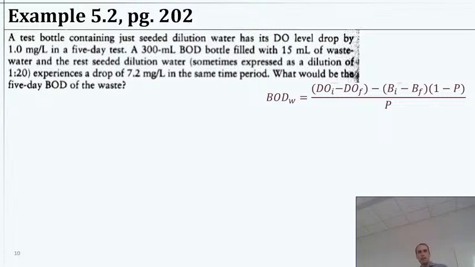Separately, a 300 milliliter bottle is filled with 15 milliliters of wastewater and the rest seeded dilution water. That would be a 1:20 ratio, so P is 1 over 20. That one experiences a drop of 7.2 milligrams per liter in the same period. What would be the 5-day BOD for the waste? I'll give you a couple minutes on that one.